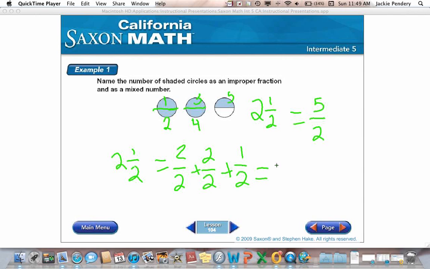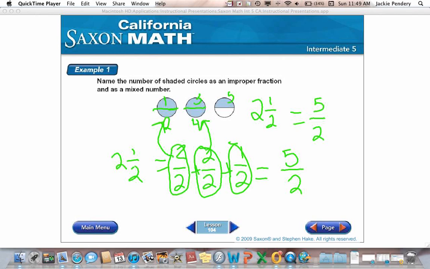So I know that when I add fractions, my denominator doesn't change. It's still a 2, but I can add my numerators. 2 plus 2 is 4, plus 1 is 5. So there again I get 2 halves plus 2 halves plus 1/2 equals 5 halves. This 2 halves represents this one up here. This 2 halves represents this one here. And this 1/2 left over is the half right there. Okay, we'll talk about another shortcut in just a minute. Let's move on to example 2.